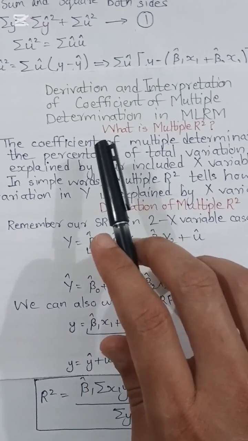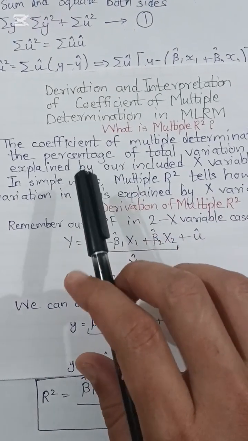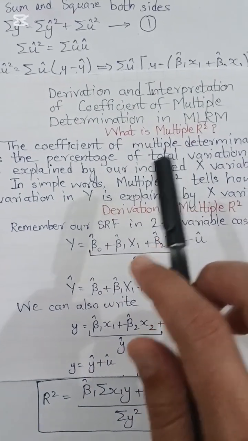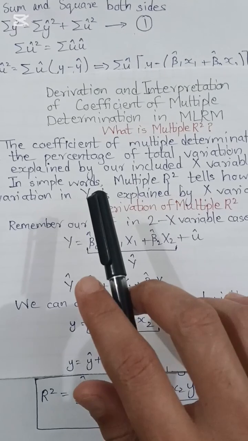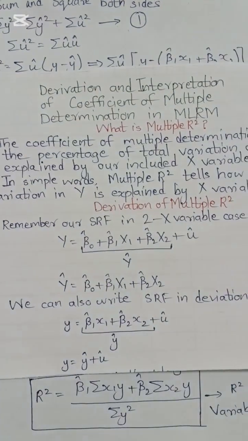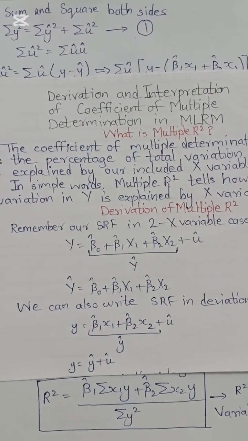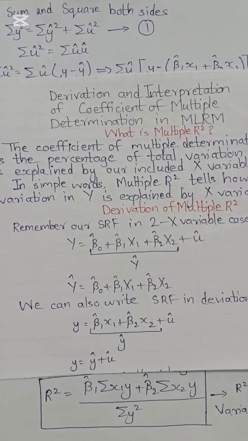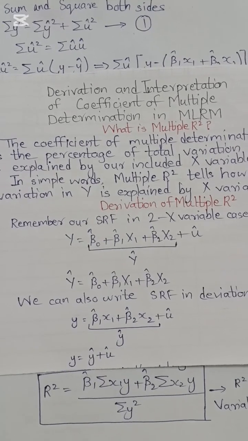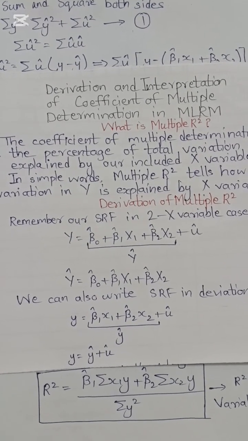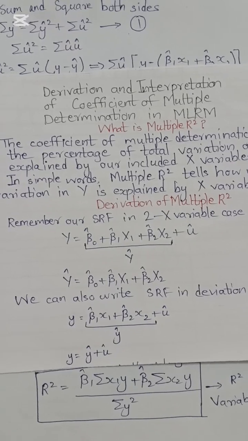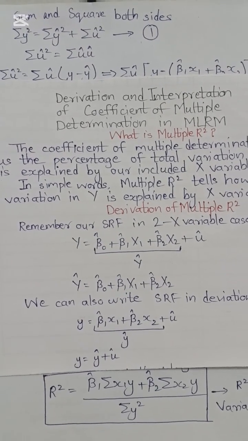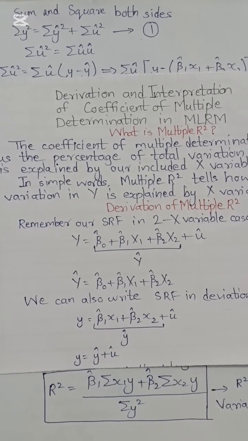We have discussed in the simple linear regression model that R square, the coefficient of determination, shows the percentage of variation in y that is explained by our x variables. In simple linear regression, there is only one independent variable, but in multiple linear regression, we have more than one independent variable. So the interpretation of R square would change a little bit, not much, only a little bit.